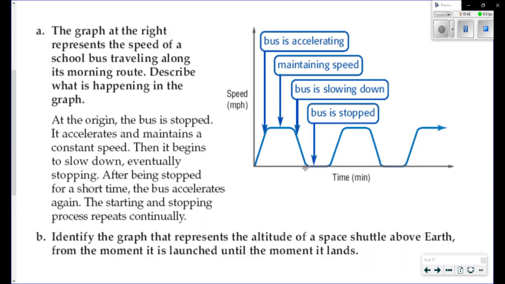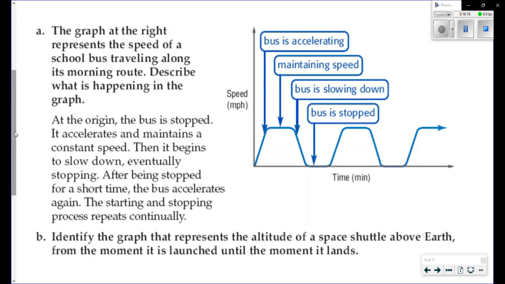After being stopped for a short time, see there's no motion going on, then it accelerates again. The starting and stopping process repeats continuously. So just think of it as the bus picking up people at certain stops. So it starts up, maintains the speed, slows down when it sees someone at a station, stops, picks them up, and continues the whole process. So that's how you would read this type of graph.